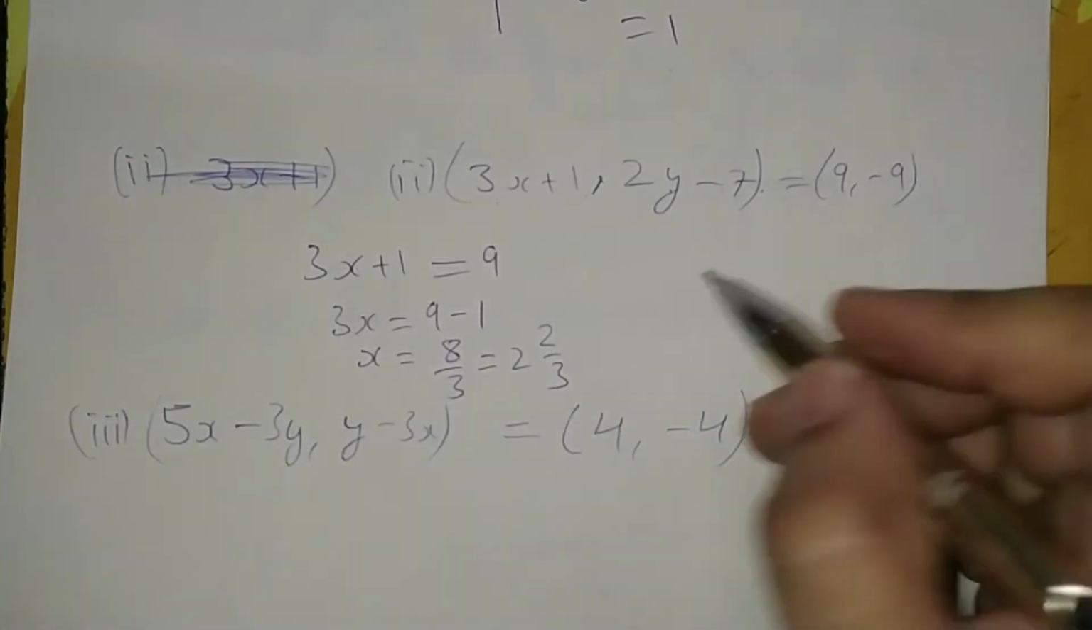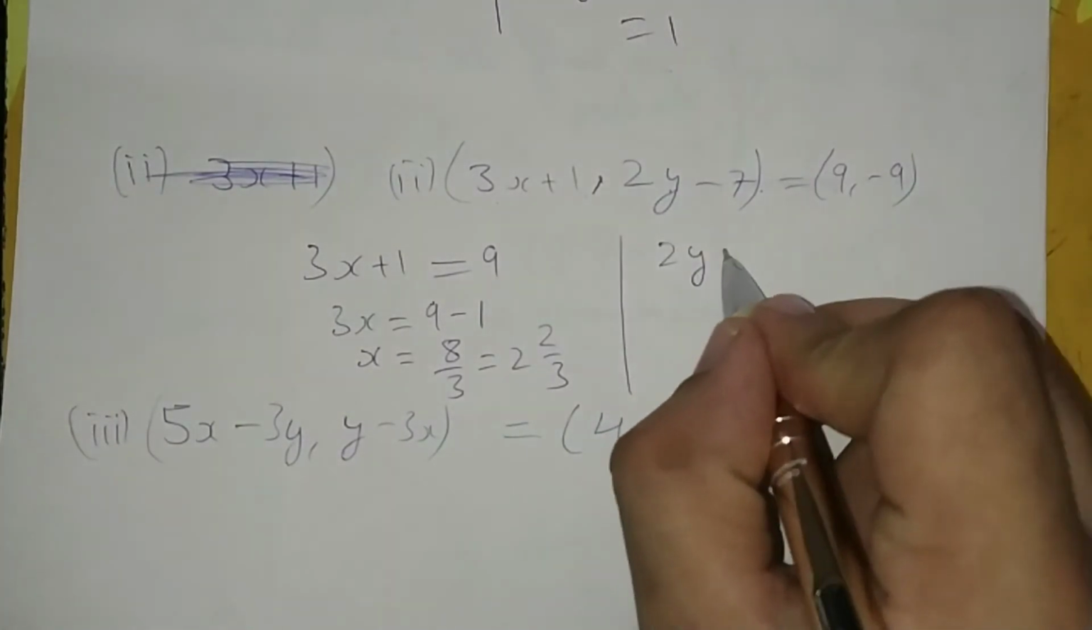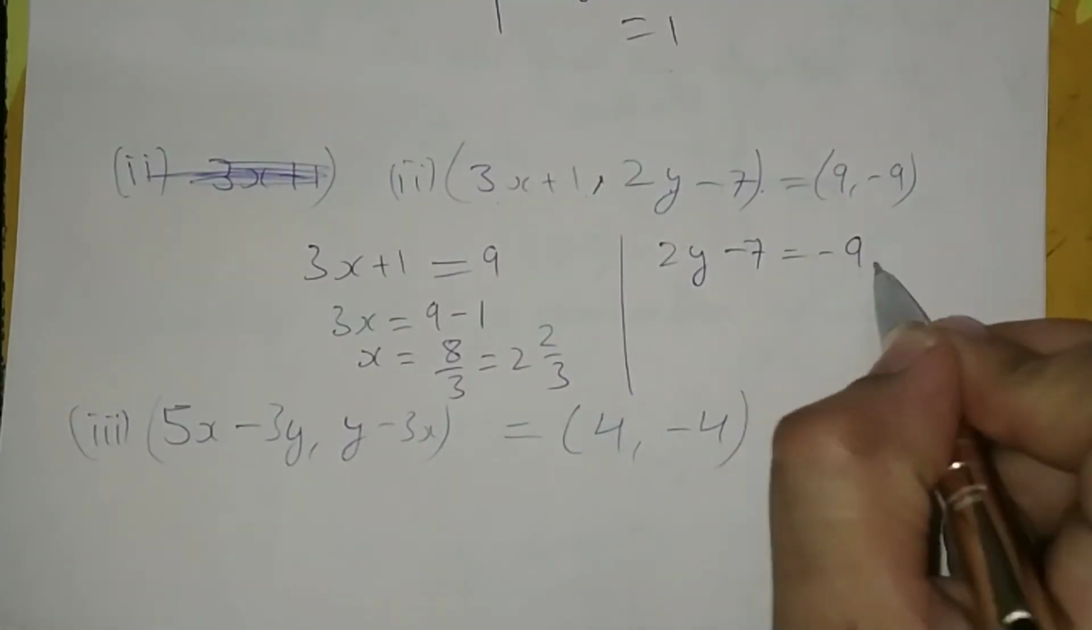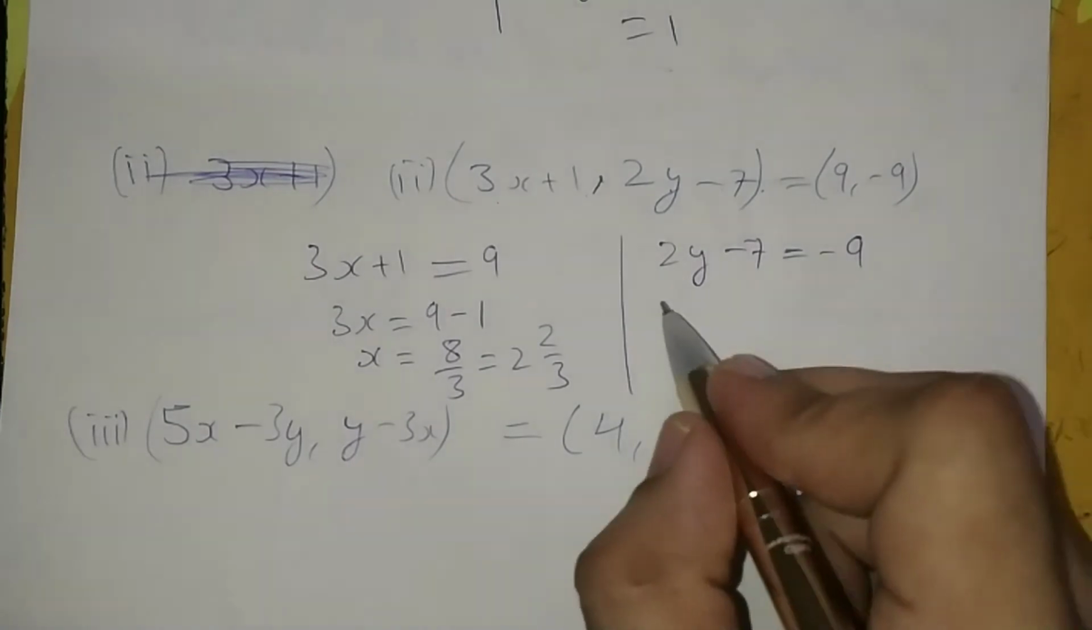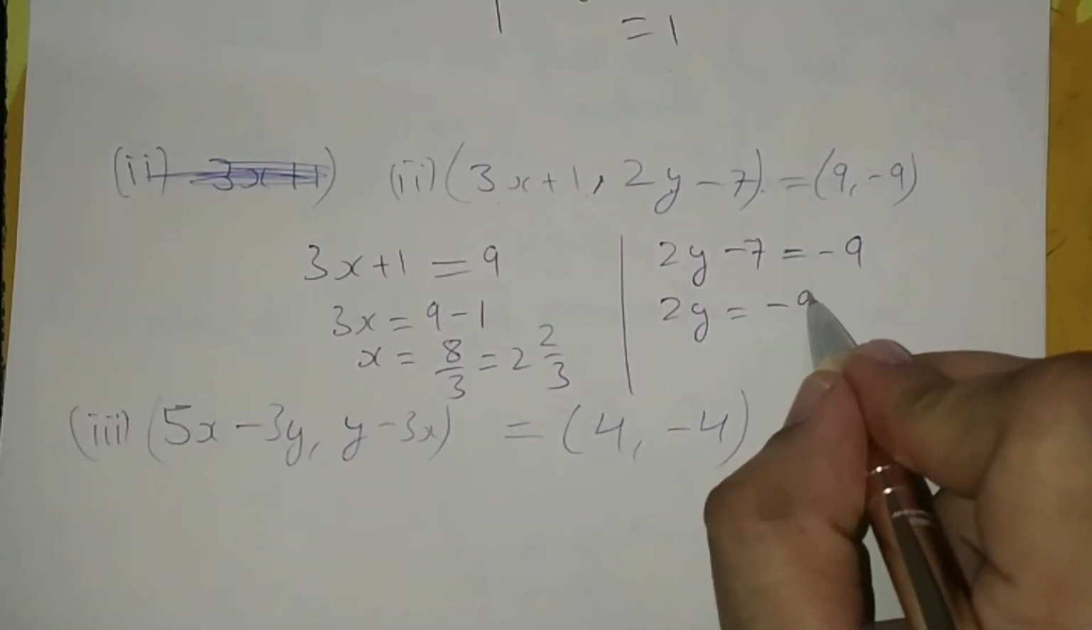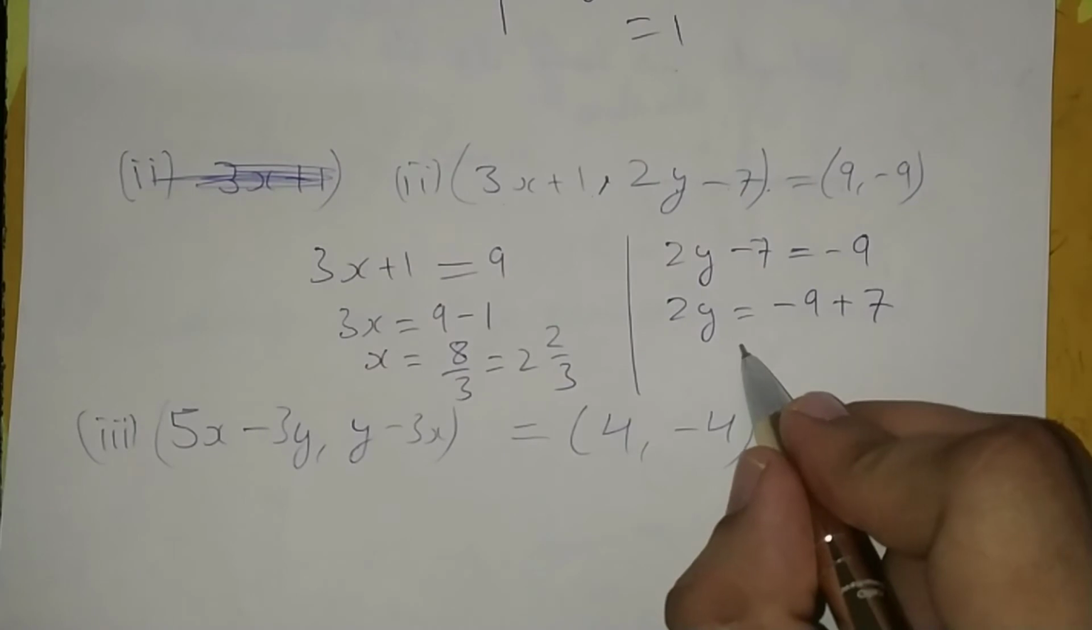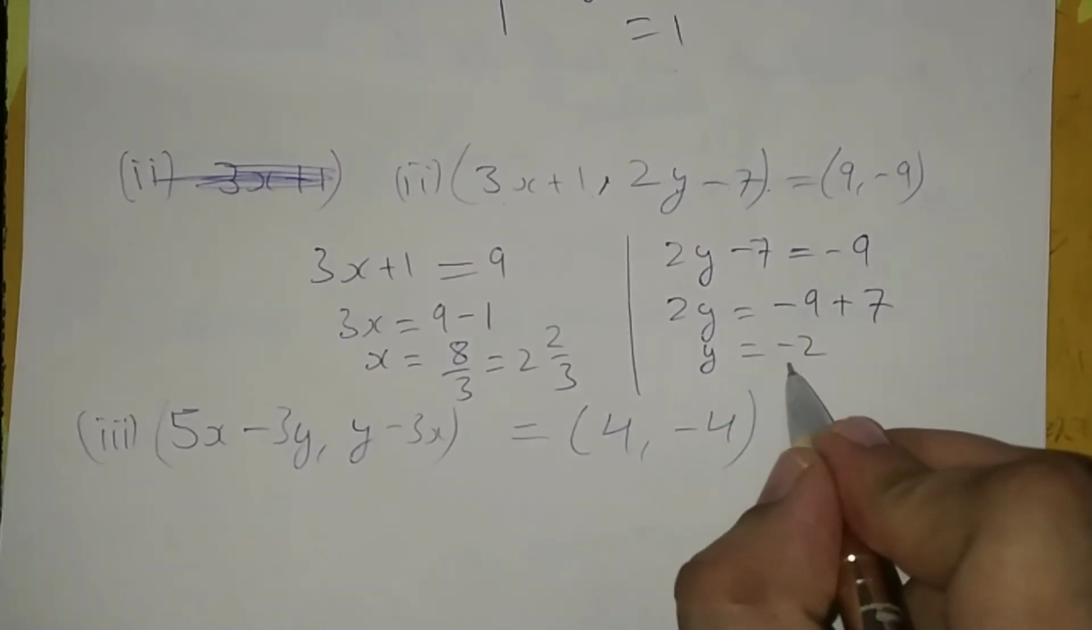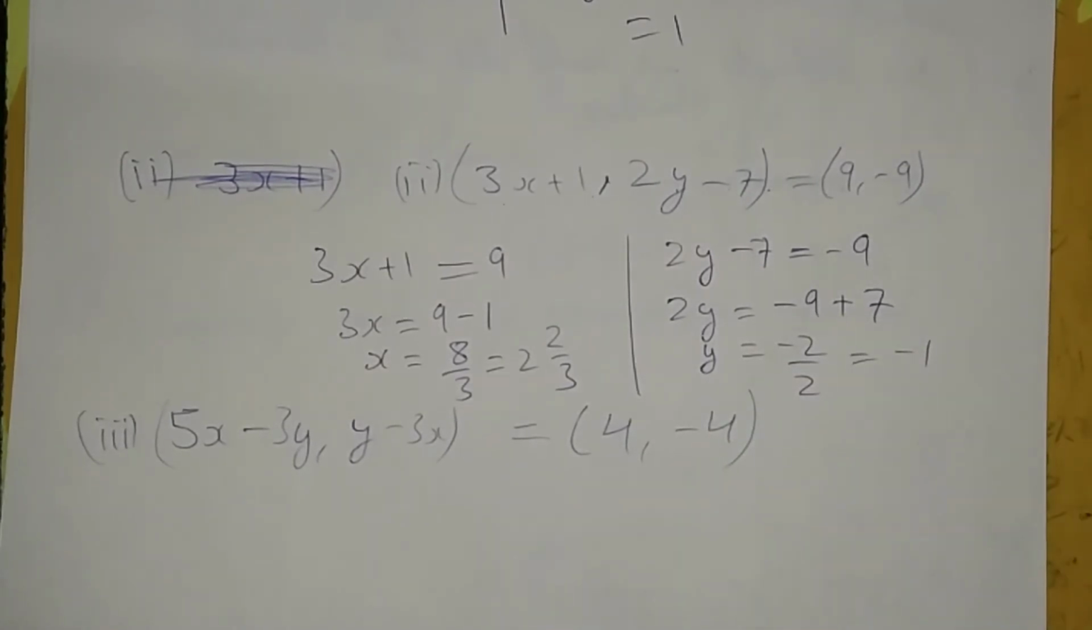2 by 3. 2y minus 7 is equal to minus 9. 2y is equal to minus 9 plus 7, that is minus 2. y is equal to minus 1.